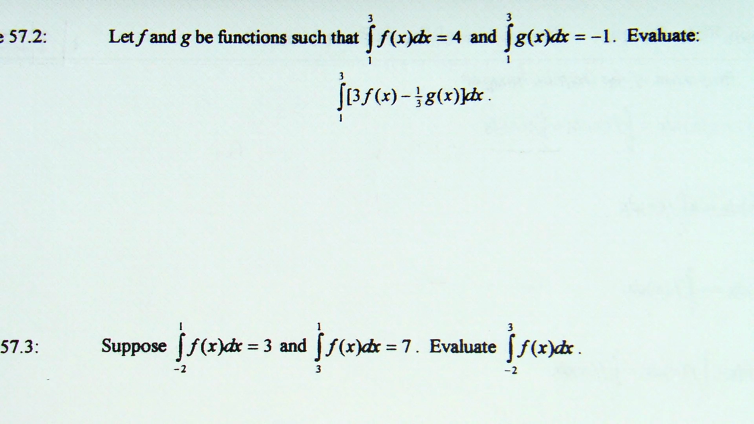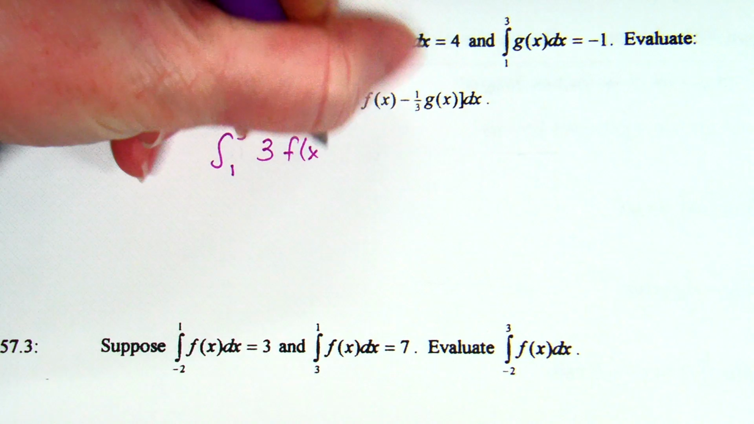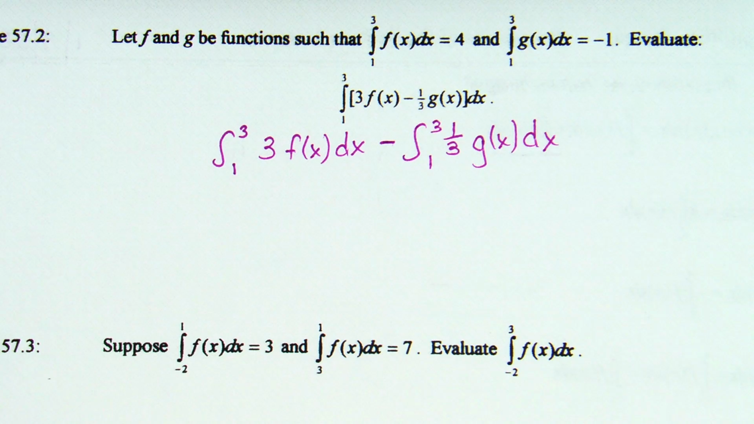So the first thing I'm going to do is break this up. The integral from 1 to 3 of 3 f of x dx minus the integral from 1 to 3 of 1/3 g of x dx. So that's one of our properties we can use. That was the property towards the top, right? Technically the very first property.